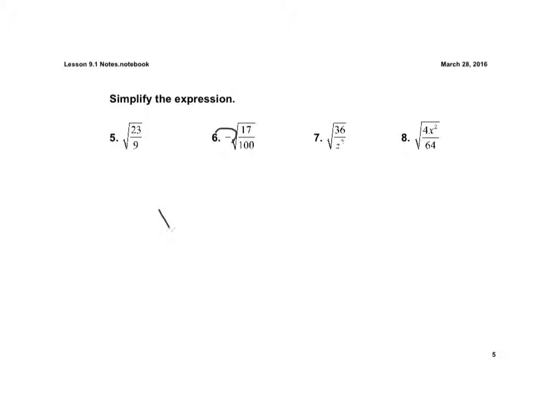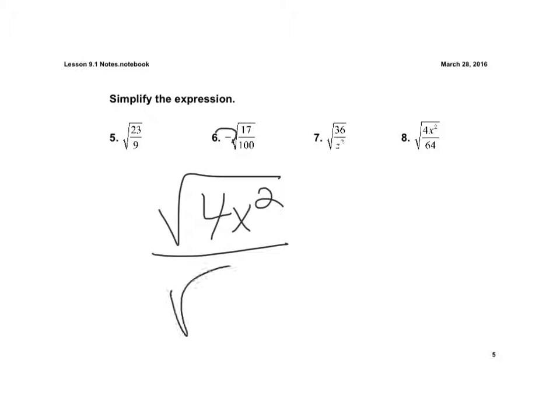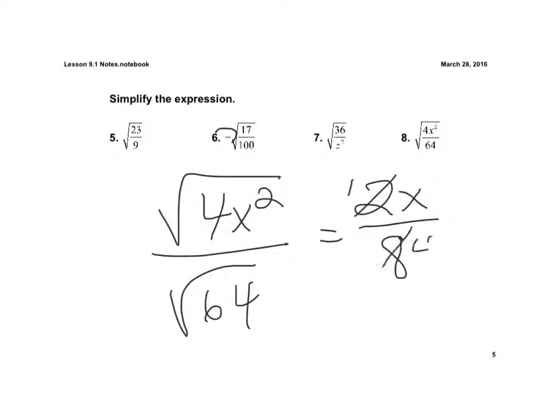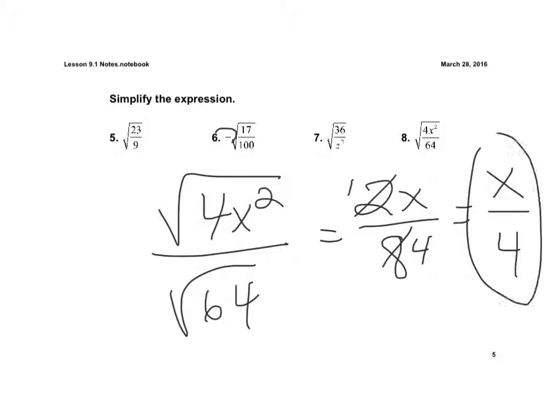We're going to break this up into the square root of 4x squared on top over the square root of 64. Now the square root of 4x squared, well the square root of 4 is 2 and the square root of x squared is x. The square root of 64 is 8, but now I can reduce this because 2 and 8 can be reduced into 1 and 4, so my final answer is x all over 4. And there's my final answer.